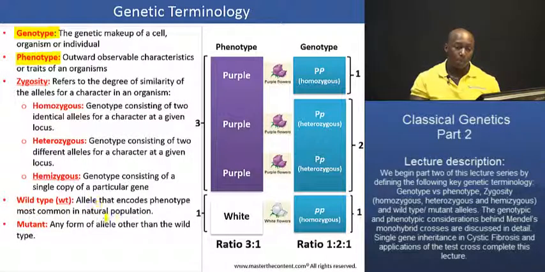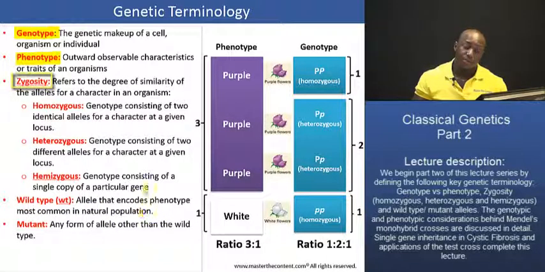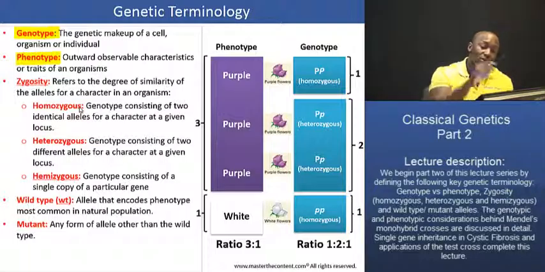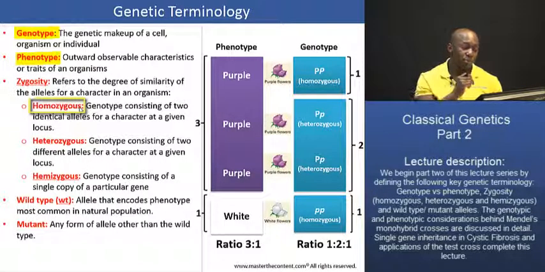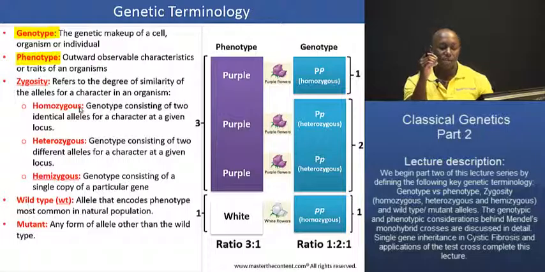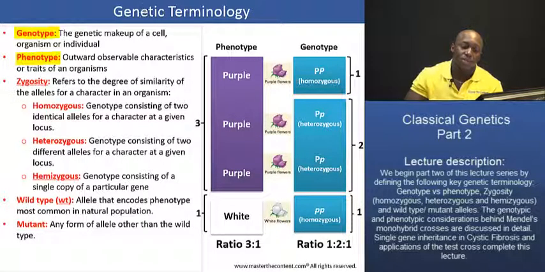Now, zygosity, on the other hand, refers to the degree of similarity of alleles for a character in an organism. So zygosity is better understood by looking at those three different terms that fall under it. So I'm going to start with homozygous. So homozygous basically means or refers to a genotype that consists of two identical alleles for a character at a given locus. So I'm going to explain that using the example to the right of the screen right there.